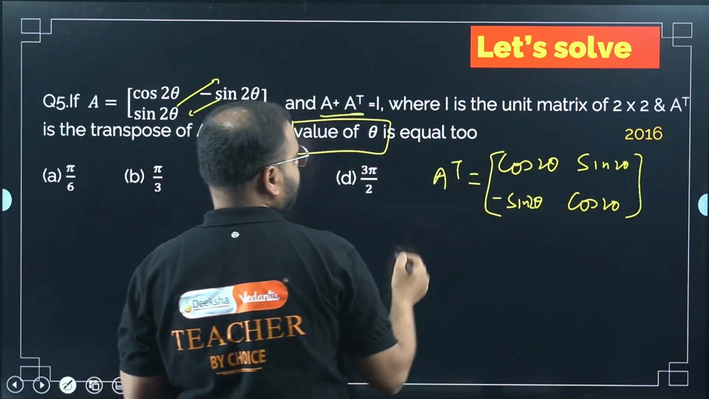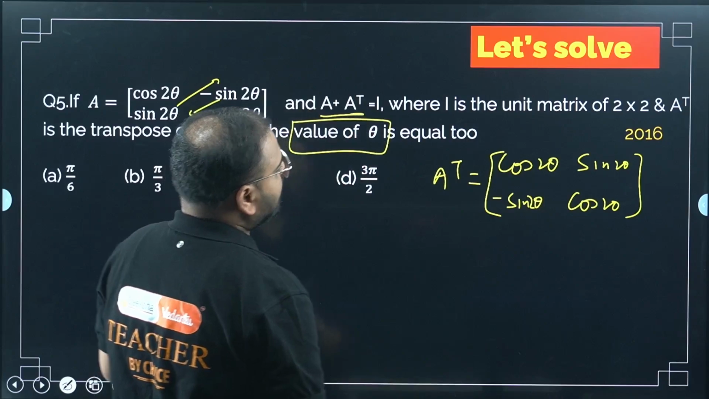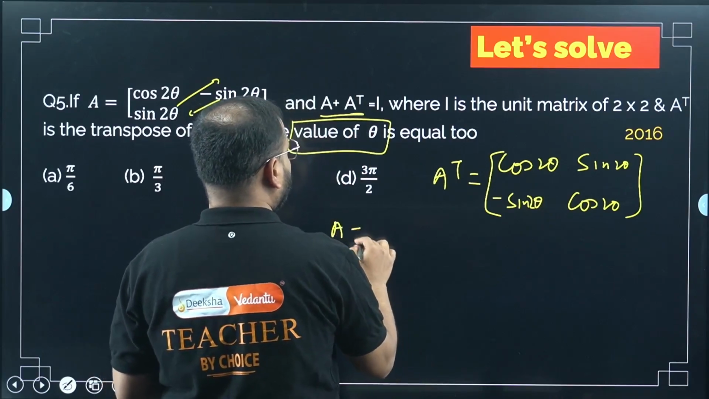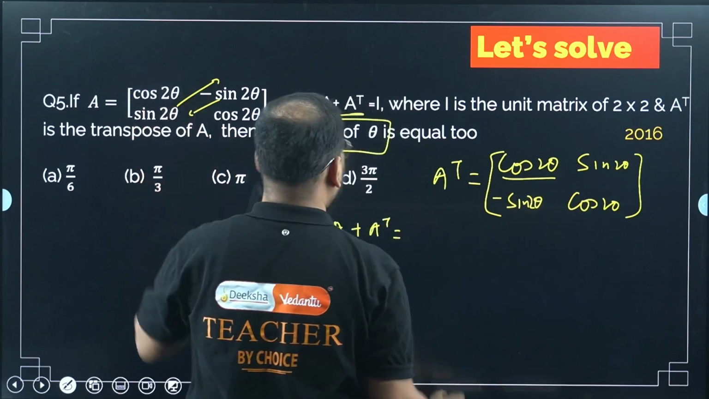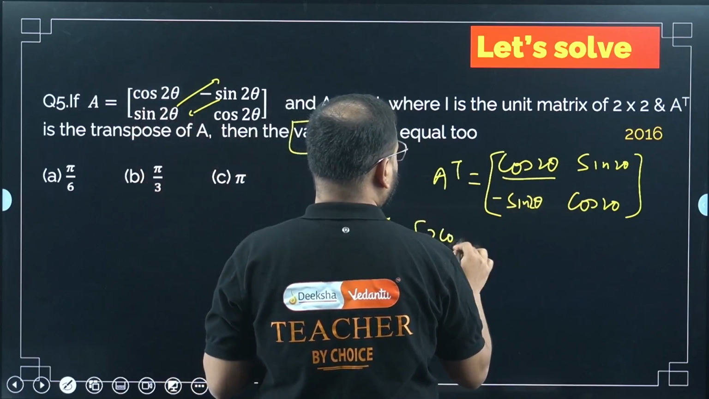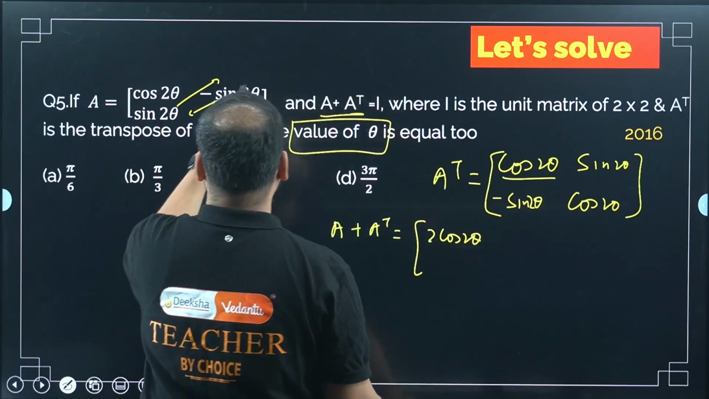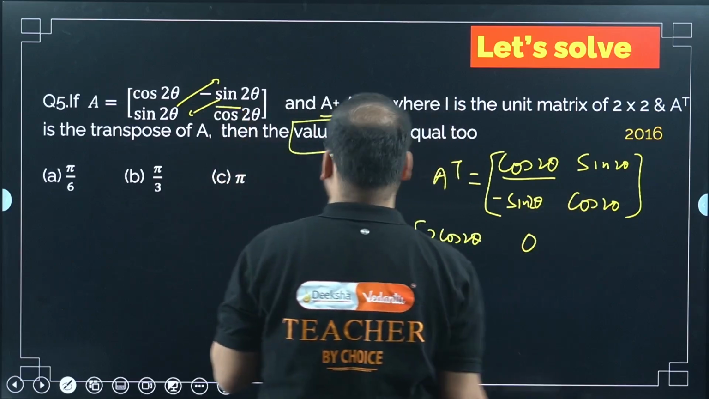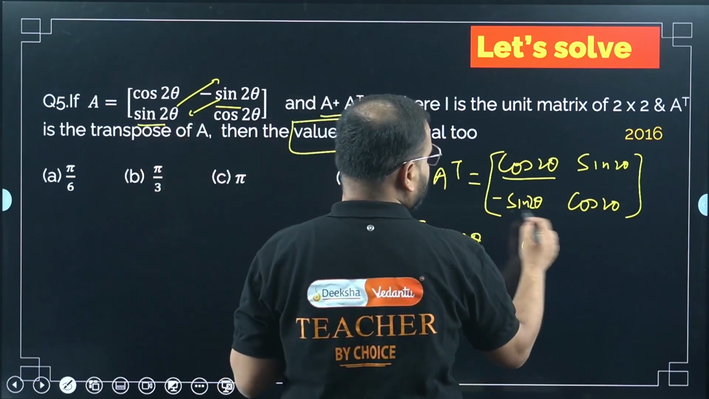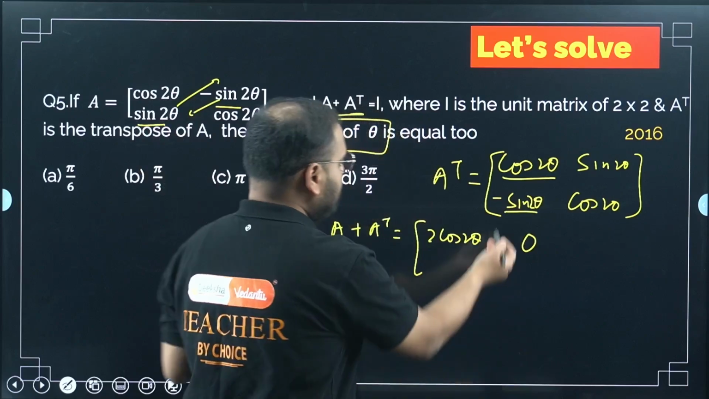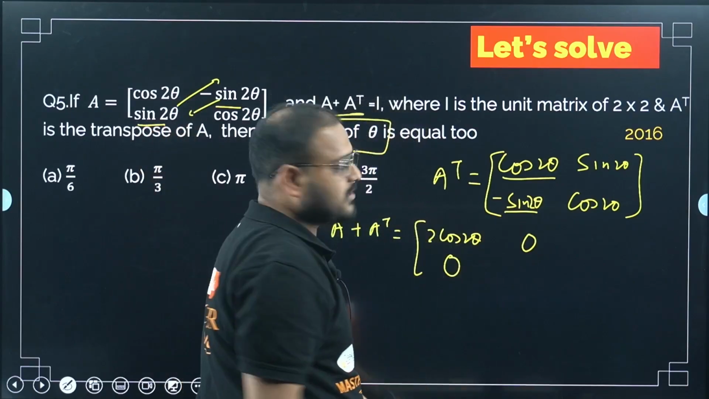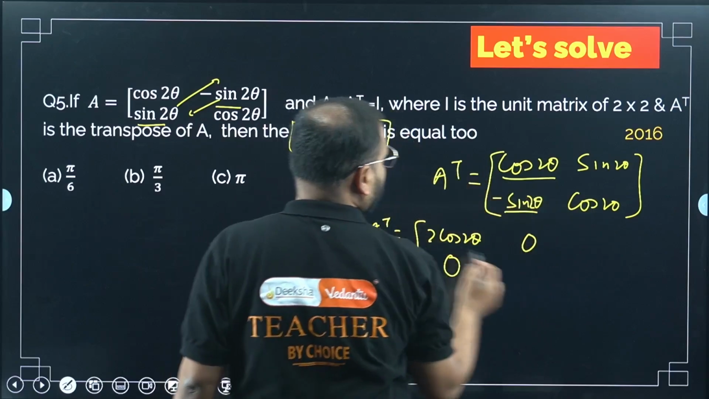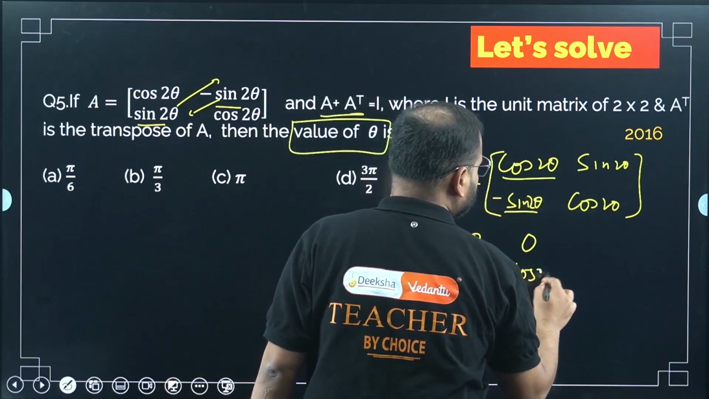Now please add these two. What will happen? Cos 2 theta plus cos 2 theta will become simply 2 cos 2 theta. This is negative, this is positive, so it becomes 0. Again, this is positive and this is negative, so again it becomes 0. Over here, cos 2 theta and cos 2 theta becomes 2 cos 2 theta.